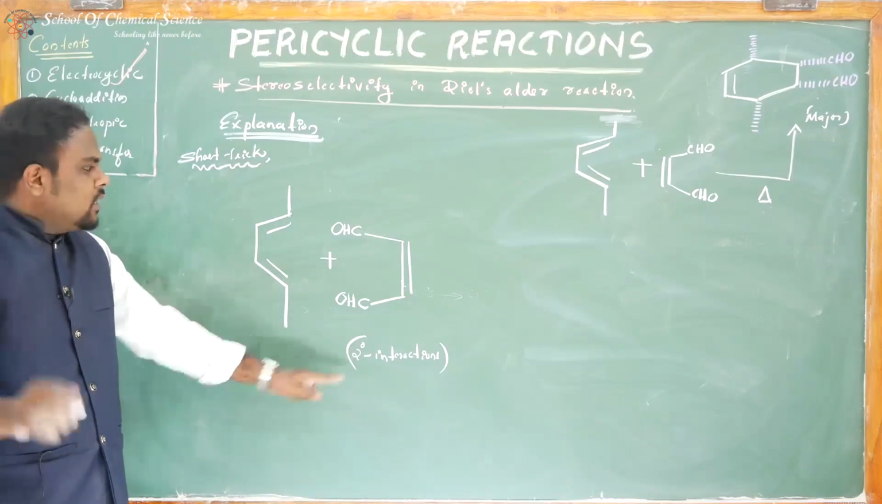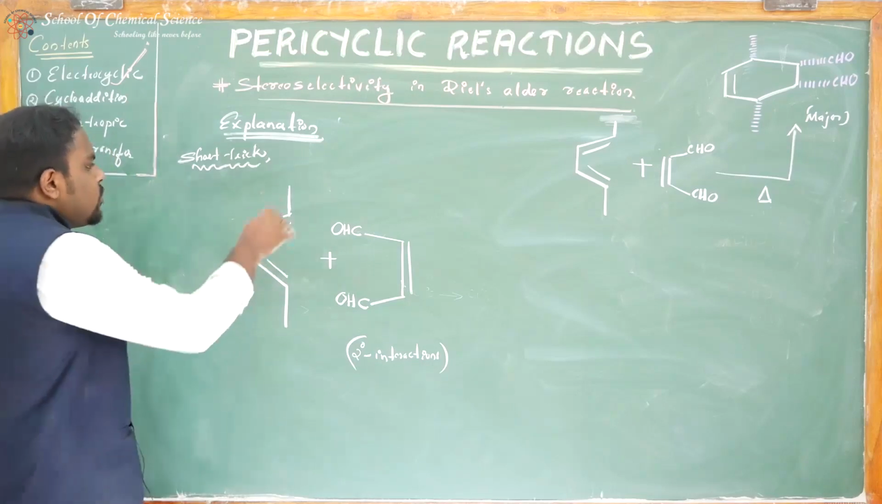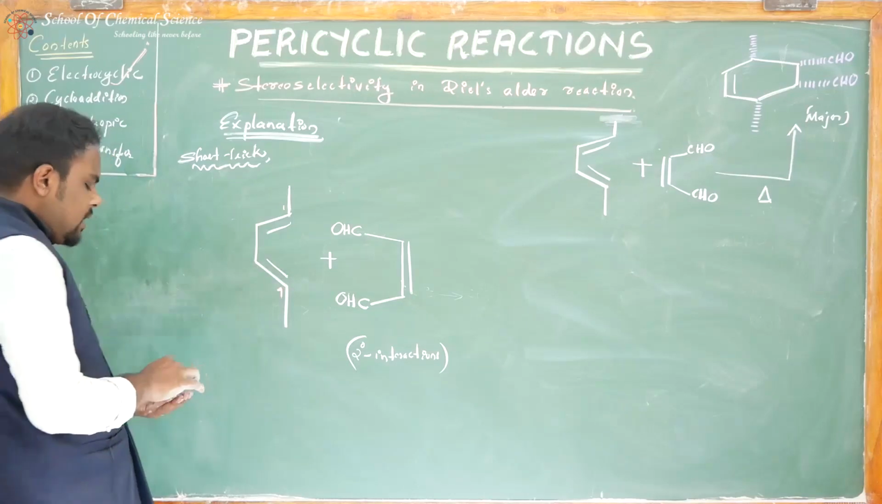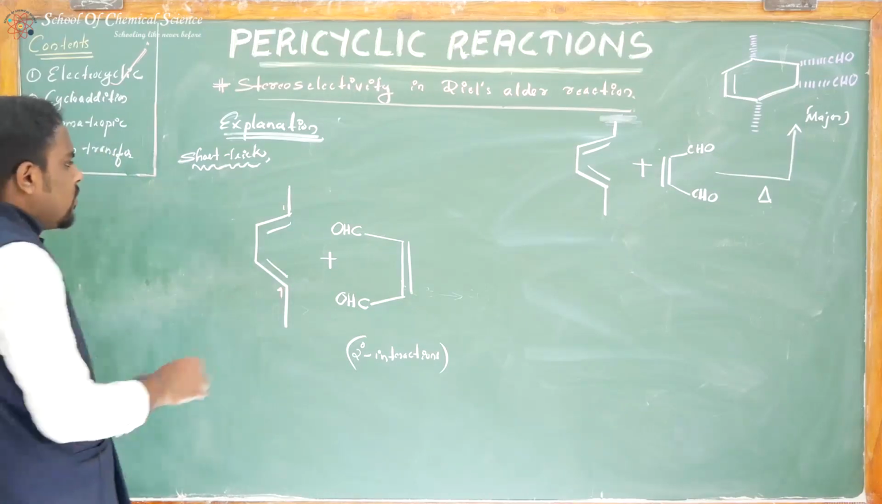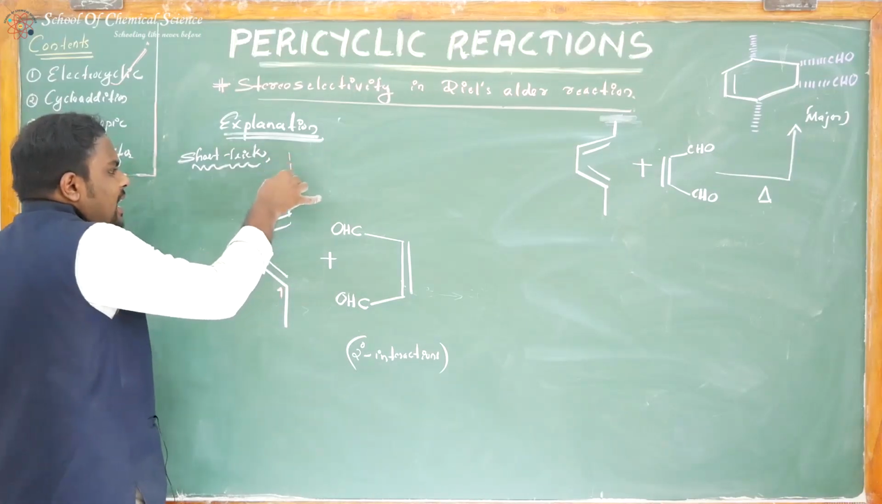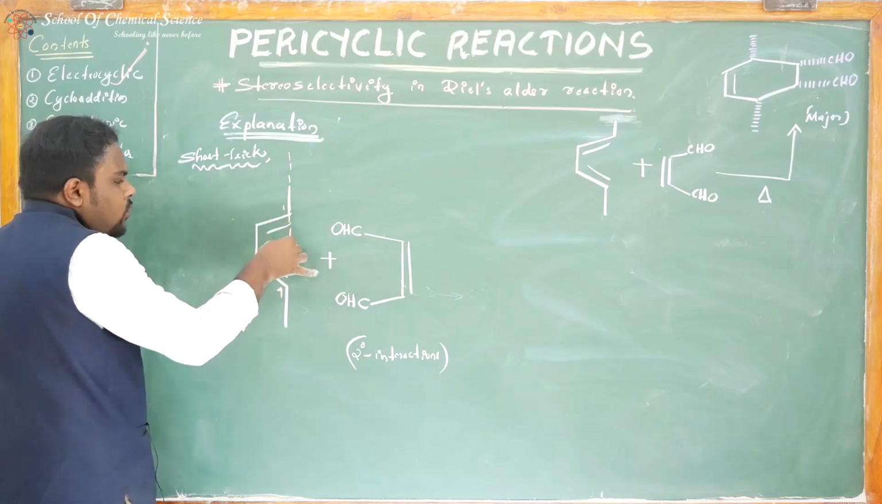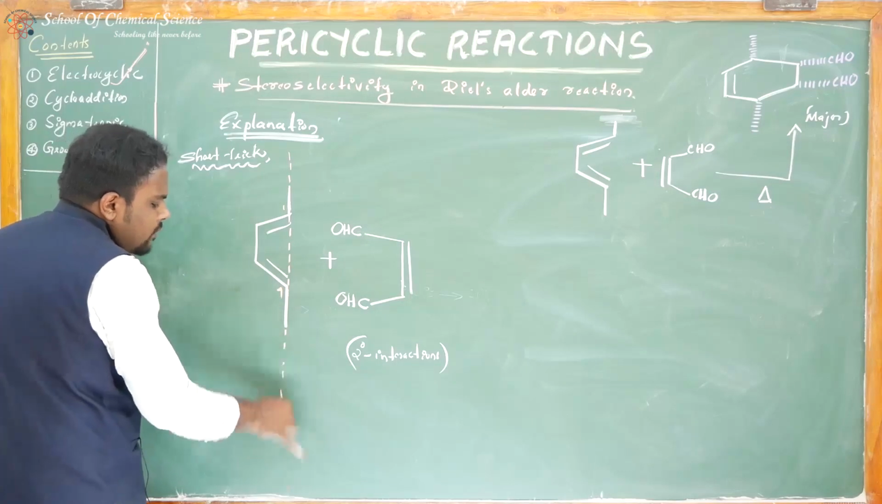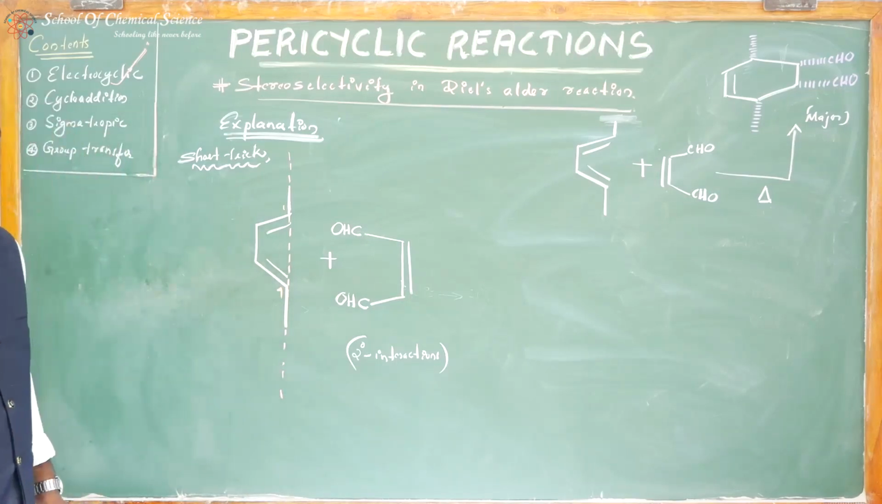Okay, secondary interactions. Then you have this as carbon number 1 and this as carbon number 4. Carbon number 1 and carbon number 4. Then draw a line from carbon 1 to carbon 4.